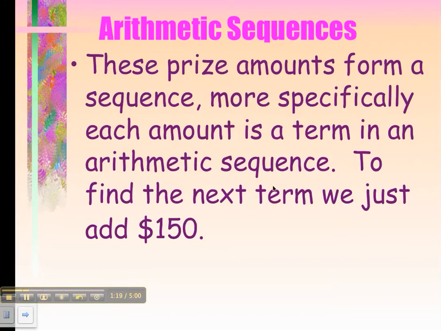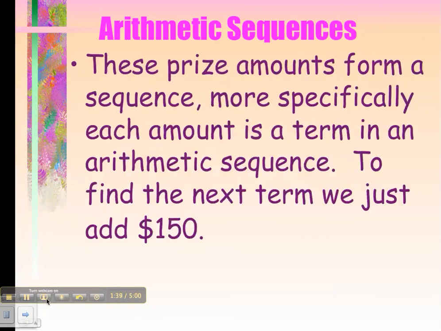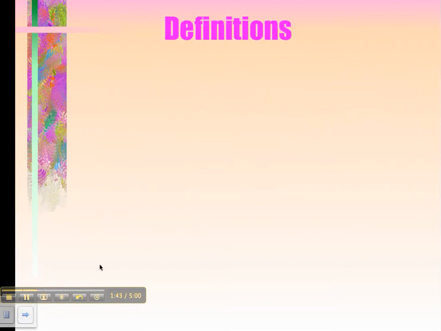Now, these prize amounts form what is called a sequence, and in a second we'll define that word sequence. More specifically, each amount in that sequence is called a term, which we will also define, in an arithmetic sequence. And you'll notice if I go back, to get the next term, each term is 150 more than the one that it was previously. So we just have to add 150 to get to the next number.